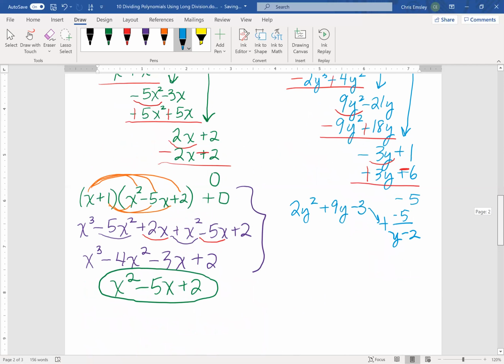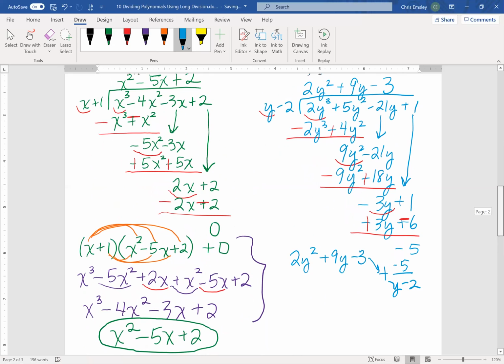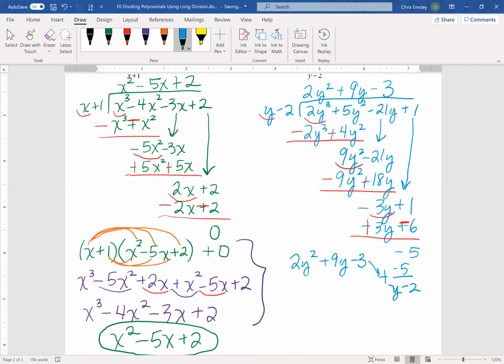Now again, it asked us to check, so if we needed to check and needed to show our work, we would take our answer. We'll take the divisor. Again, let's make that check a different color so it doesn't run together. Here's our check. We take the divisor times our quotient plus our remainder.